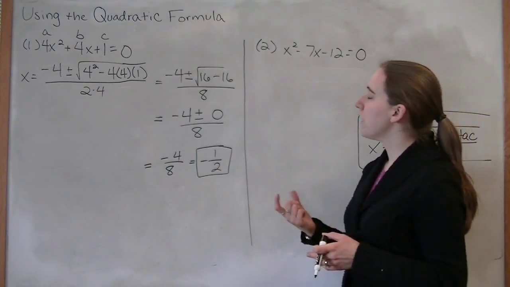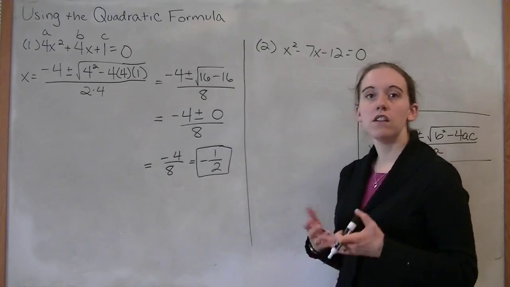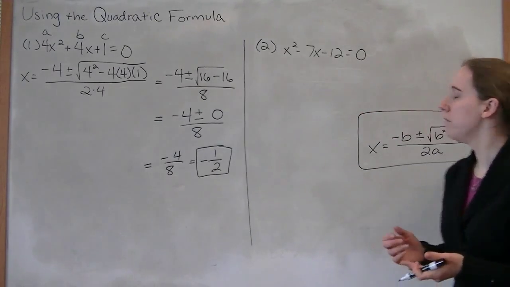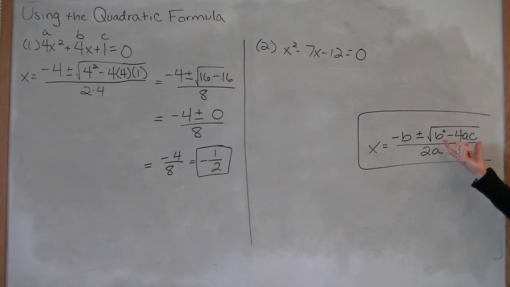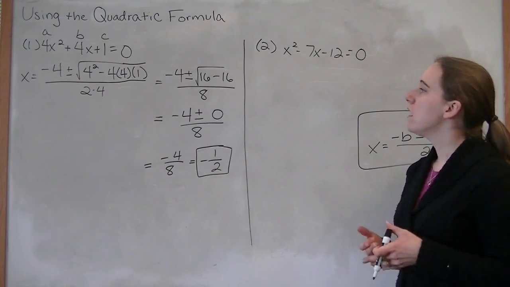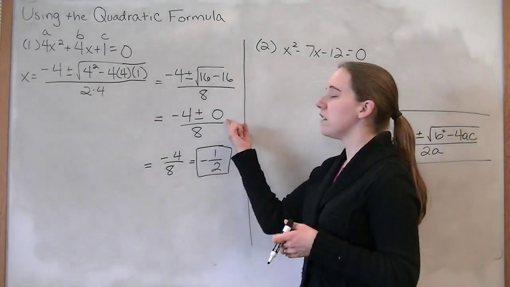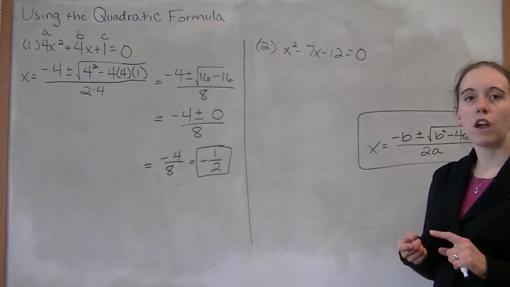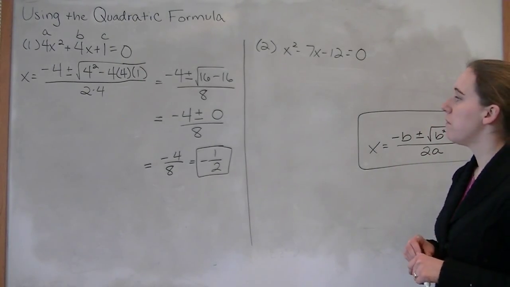We actually could have figured that out before we even started using the quadratic formula. We could use what we call the discriminant, which is just this part here inside the square root. So we could have taken b squared minus 4 times a times c, and notice that that was 0. That tells us that our quadratic equation that we're trying to solve only has one solution.